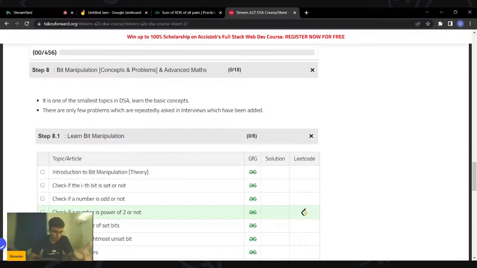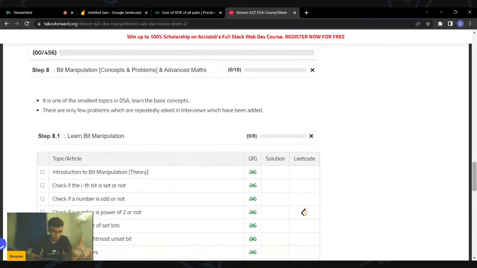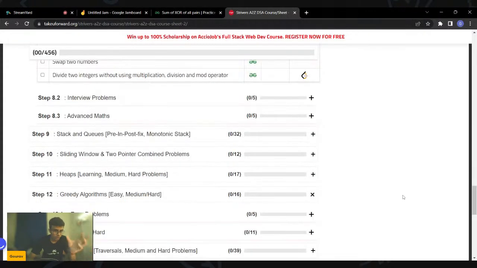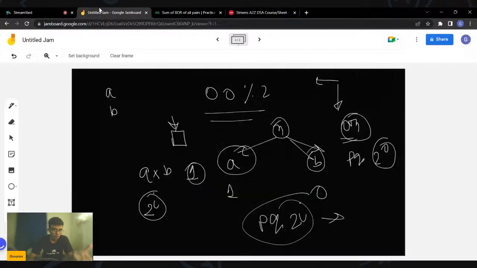Then similarly, we have counting the number of set bits, which can easily be done using the built-in pop count function, which we discussed in our first session. Then we can also check about setting and unsetting of the rightmost unset bit. Apart from that, the question of swapping two numbers using bitwise operations is very famous and is asked very frequently in interviews. This is actually very easy. All you have to do is remember three different types of operations and you can very easily do the problem. Apart from that, you can look into other topics from this same sheet as well.